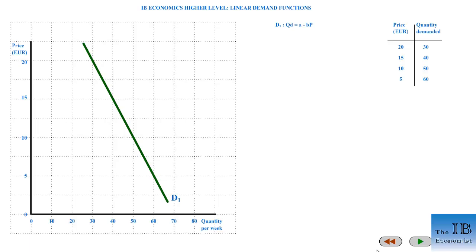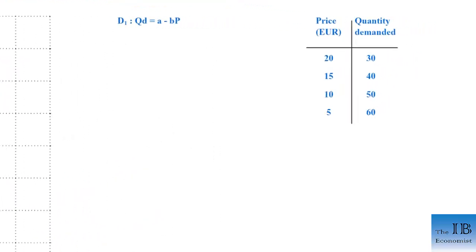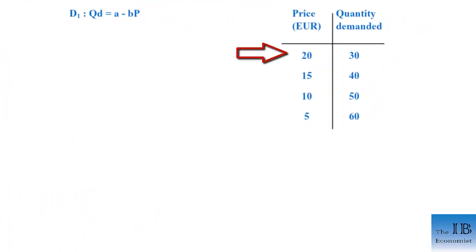However, we have 4 points which lie on this demand curve. For the price of 20, our quantity demanded is equal to 30. For the price of 15, our quantity demanded is equal to 40. For the price of 10, our quantity demanded is equal to 50. And for the price of 5, our quantity demanded is equal to 60. Now, we actually need only 2 points in order to calculate negative b and a.